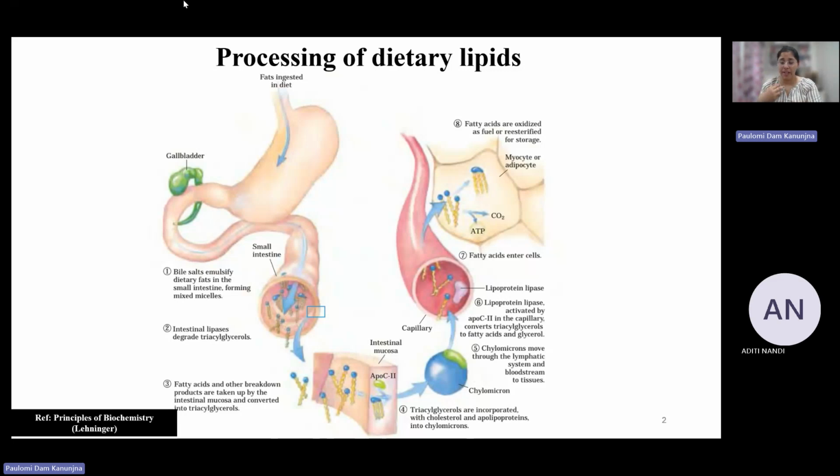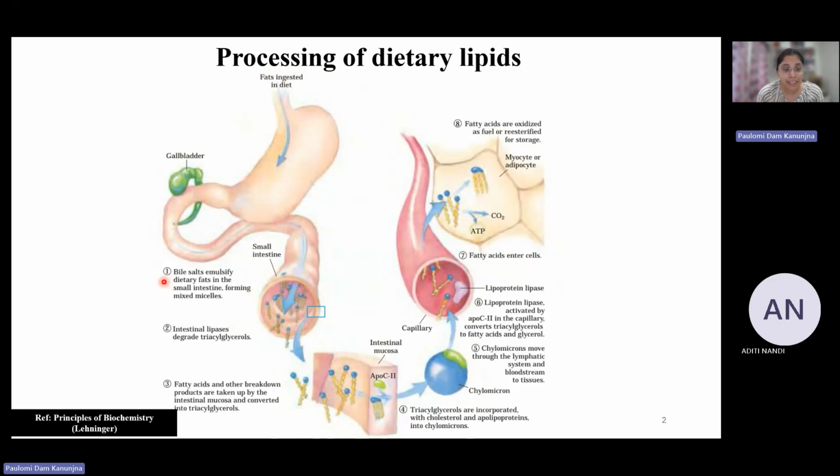We are consuming fat. So how is that consumed fat being used up? How is that giving us the fatty acids? Okay. So this figure here that you see, it's basically telling you the process of how dietary lipids are utilized, right? So as you can see in the beginning, you have the fats which are ingested, and they enter your stomach. Then they go to your small intestine. Now, the small intestine is where absorption of fatty acids takes place, right?